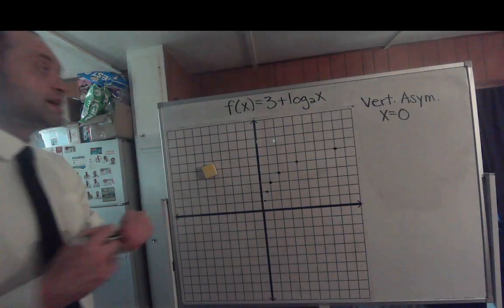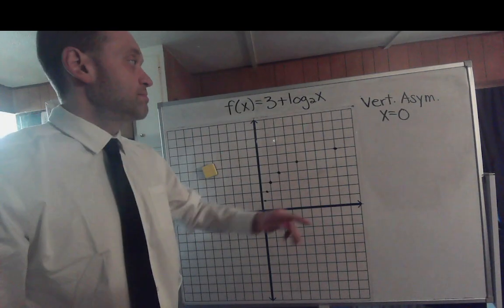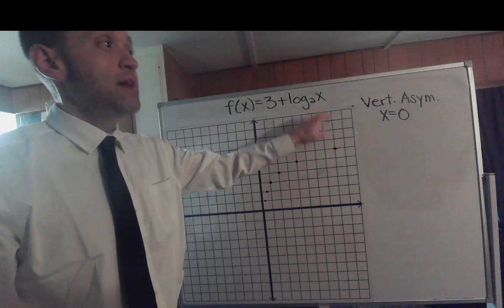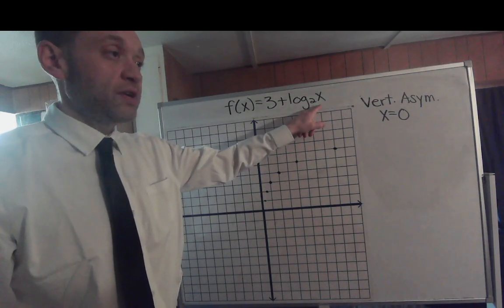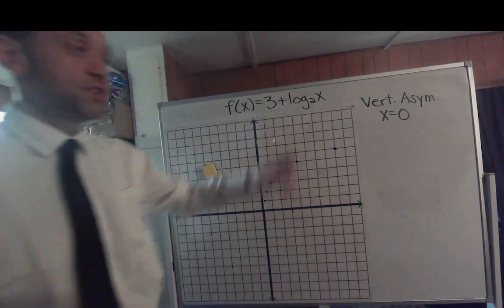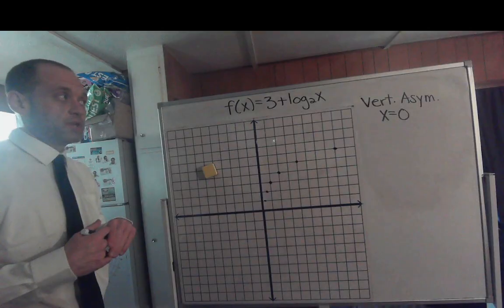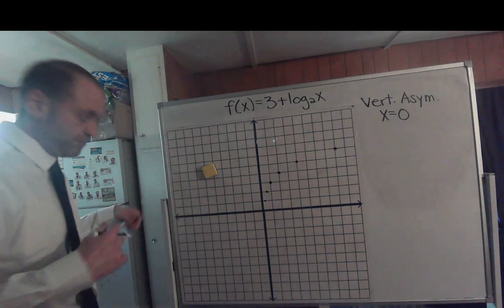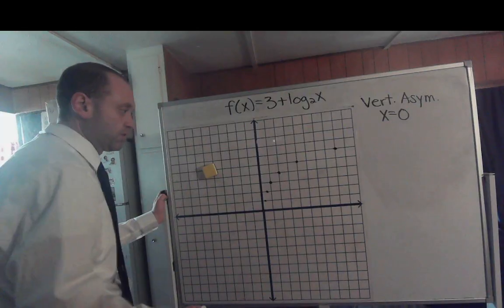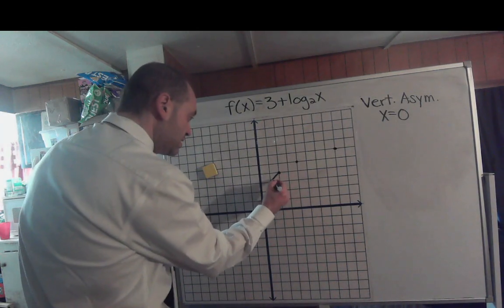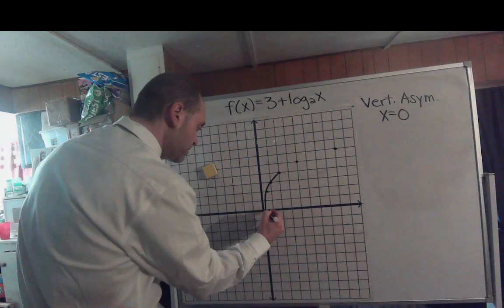Which means if I made x 1/8, that would be 2 to the -3rd equals 1/8. So 3 minus 3 would be 0. So I would actually have an x-intercept located at 1/8, 0. But that's going to be too hard to graph. So here's what your graph's really going to look like.